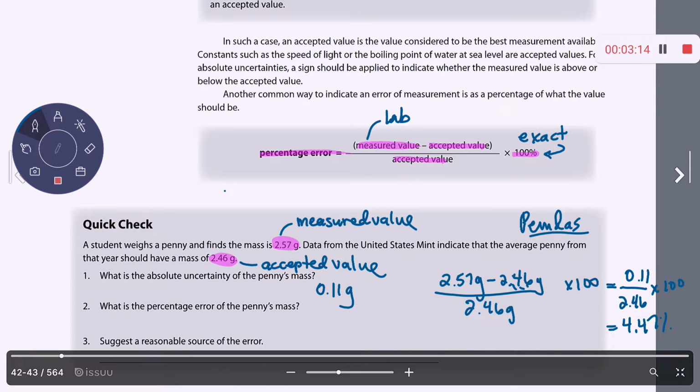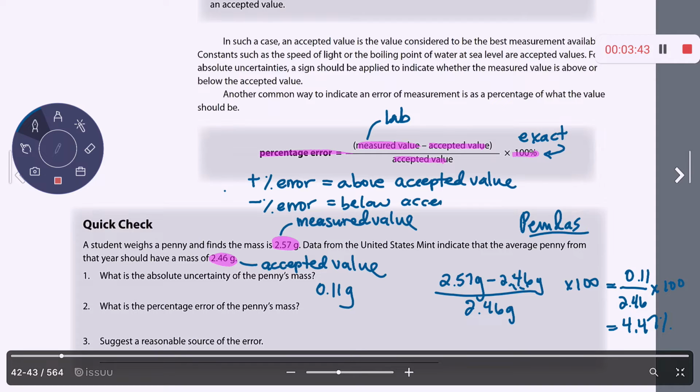Now, you know that the student's mass of the penny was above the accepted value. So when you have a positive percent error, that means we are above the accepted value. And then when you are below the accepted value, you have a negative percent error. Okay, so I'm just making this note so that you guys can look back here when we're doing a lab where you calculate percent error.